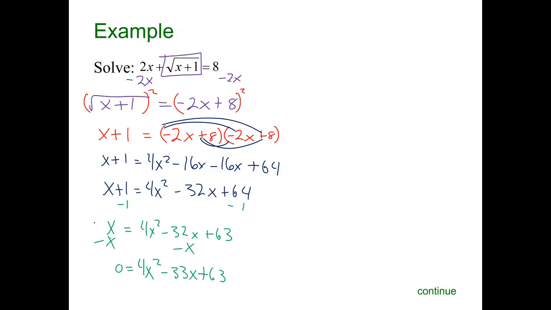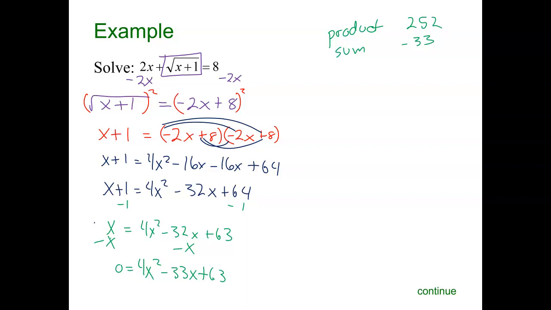Wait, don't you simplify it? Don't you factor? Yeah. Whatever multiplies to 4 and 63. Yep. So go ahead and multiply your 4 and 63. What is 4 times 63? 252. So I need something that gives me a product of 252, but a sum of negative 33.